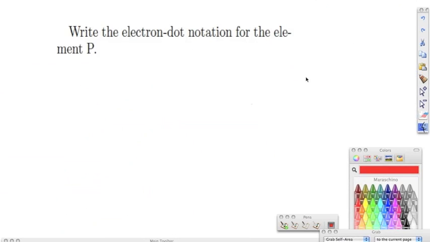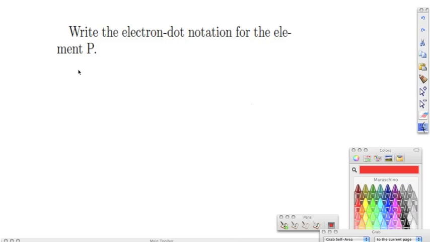Okay, guys, it says write the electron dot notation for the element phosphorus. Remember, when we're dealing with electron dots, we need to make sure that the dots represent the valence electrons, so we can't put any other electrons beside the valence ones. Valence electrons come from the outermost energy level, and the maximum number of valence electrons that we can have is 8. So the first thing we need to figure out is the electron configuration for phosphorus before we can move on.